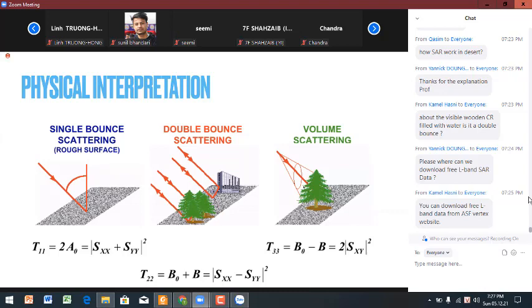Cross-polar is if you transmit a horizontal signal and you receive a vertical signal. Or, right, you transmit a vertical signal and you receive a horizontal signal. In both ways, that means something changed the signal on the way. If you transmit horizontal and you receive vertical, that signal has changed on the way in its scattering. And that happens, for example, in volume scattering.